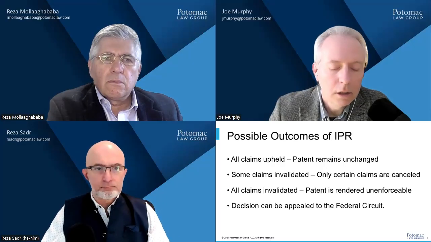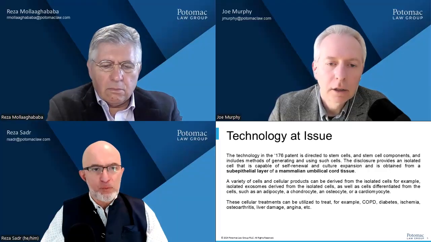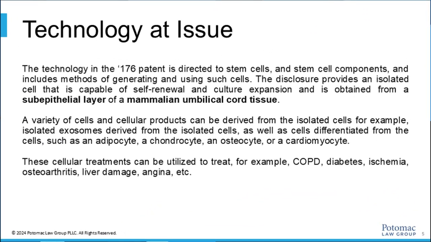We can discuss the technology a bit. So the technology in the 176 patent is directed to stem cells, also stem cell components, and particularly methods of generating and using stem cells. Disclosure provides for an isolated cell that is capable of self-renewal and expansion and is obtained from the subepithelial layer of a mammalian umbilical cord tissue.